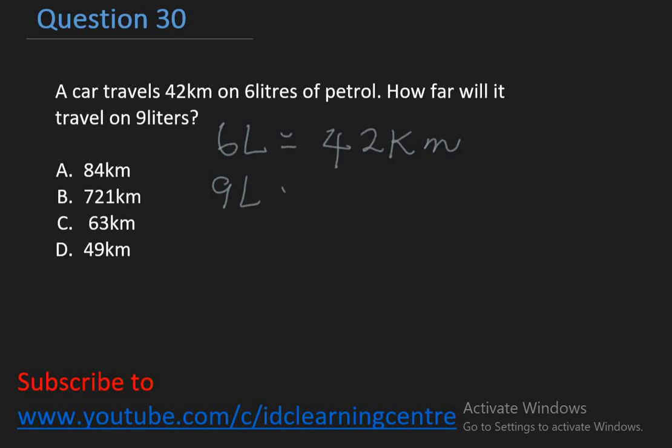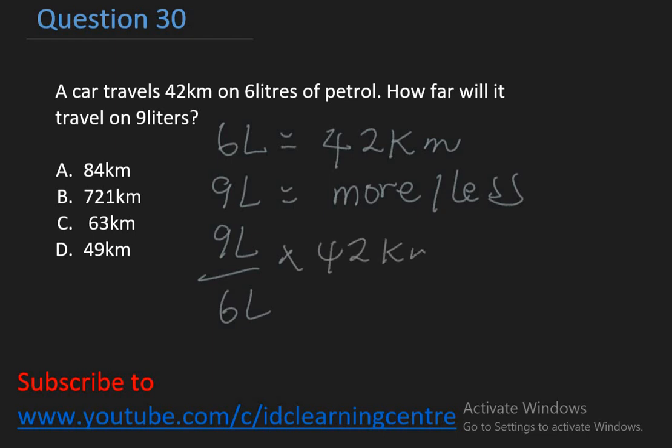9 liters will definitely cover more journey. This is simple proportion. If more, less under. If more, 9 liters is more, less, which is 6 liters, will be under times 42 kilometers. Liters cancels liters. 6 here 1. 6 into 42, 7. 9 times 7 will give me 63 kilometers. And the right answer is C.